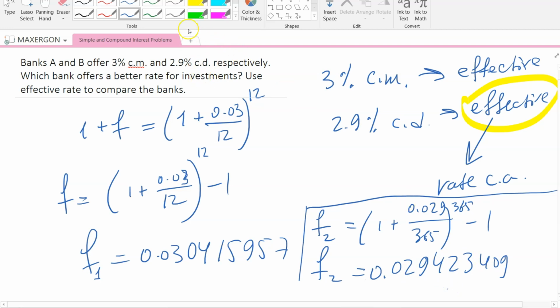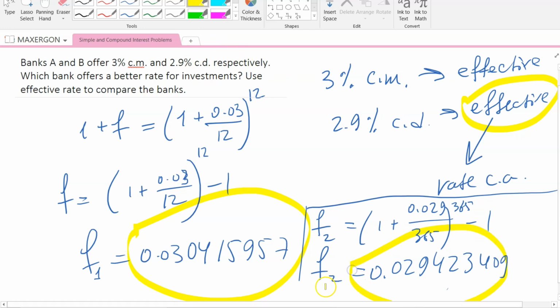Well, for investments, which one is better, F1 or F2? Of course, you will get better future values with higher effective rate. So that will be the solution of our problem. F1 is better, which means that 3% compounded monthly is better than 2.9% compounded daily. And we have shown it using effective rates.